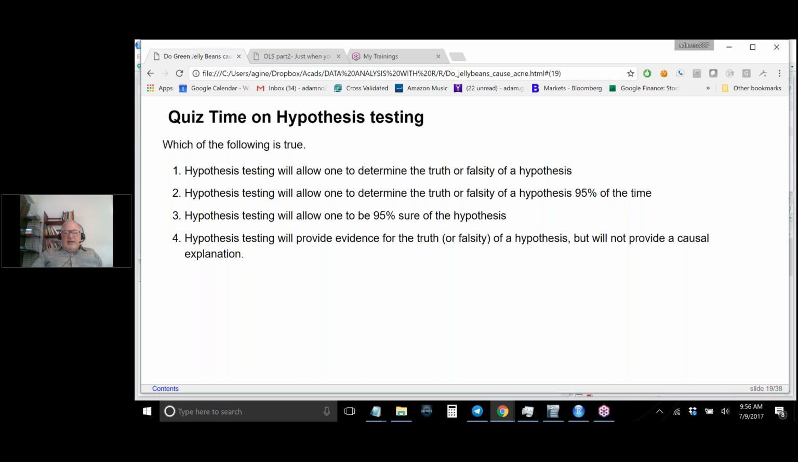Quiz on hypothesis testing. Which of the following is true? One, hypothesis testing will allow one to determine the truth or falsity of a hypothesis. Two, hypothesis testing will allow one to determine the truth or falsity of a hypothesis 95% of the time. Three, hypothesis testing will allow one to be 95% sure of the hypothesis. Or four, hypothesis testing will provide evidence for the truth or falsity of a hypothesis, but will not provide a causal explanation.